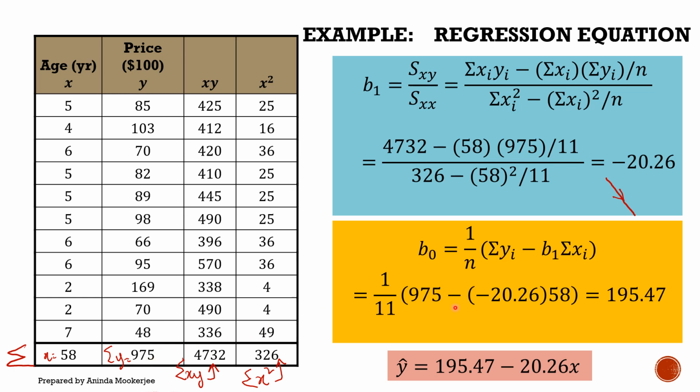Minus 20.26, which is b sub 1, times sigma x, which is 58. And this calculation comes up to 195.47.